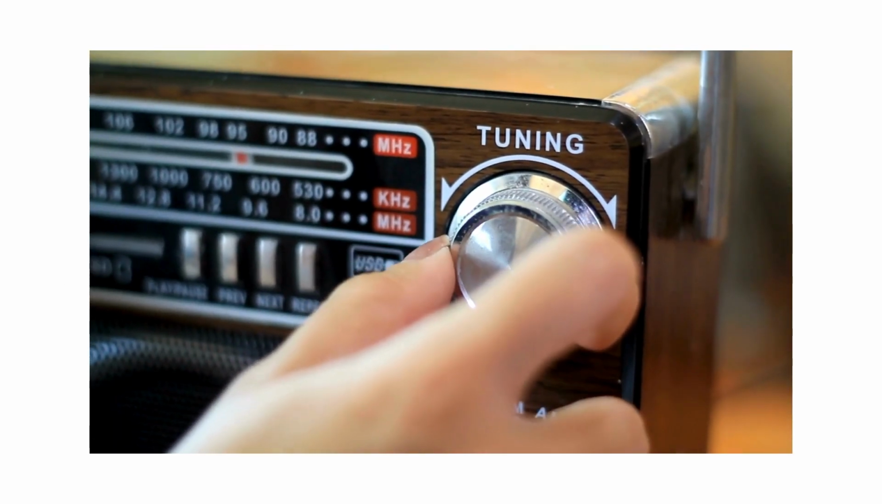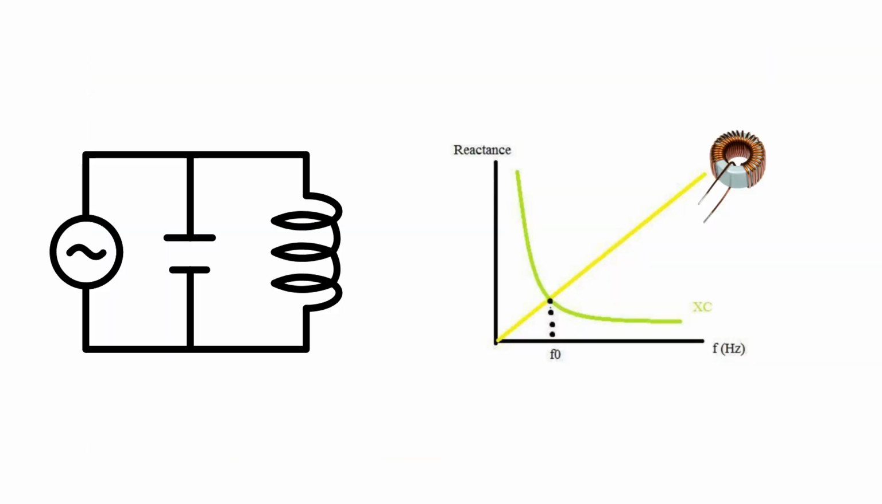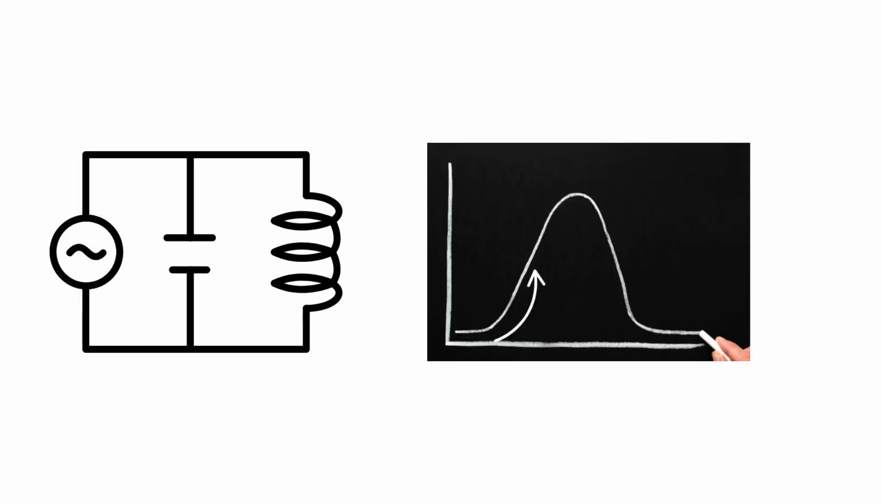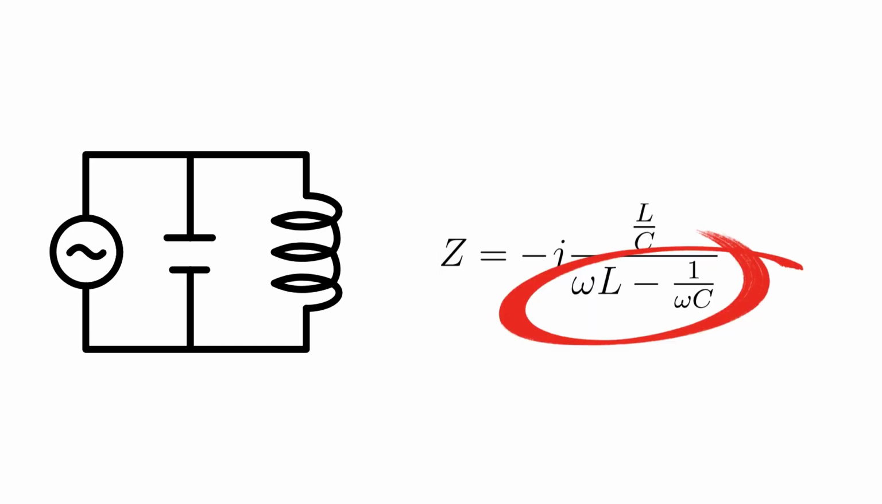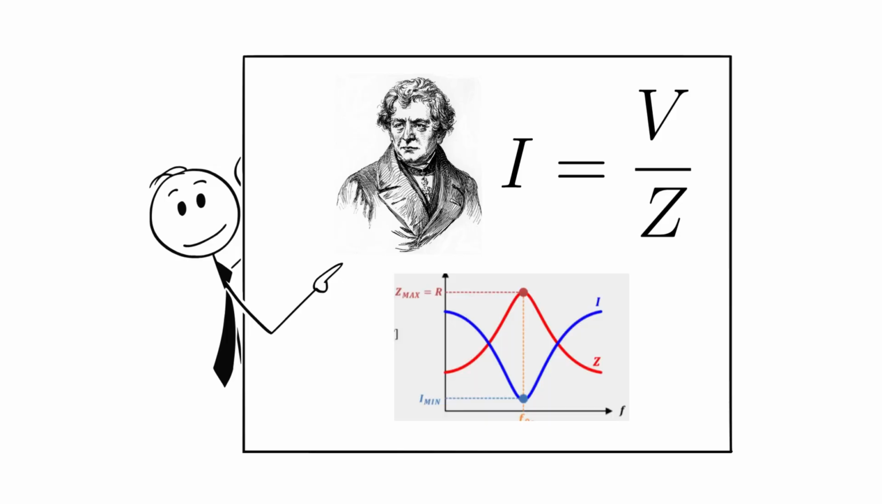If the frequency increases, inductive reactance increases, while capacitive reactance decreases. This results in an increasing overall impedance, since this difference is getting smaller. So, from Ohm's law, the current decreases as the frequency increases.